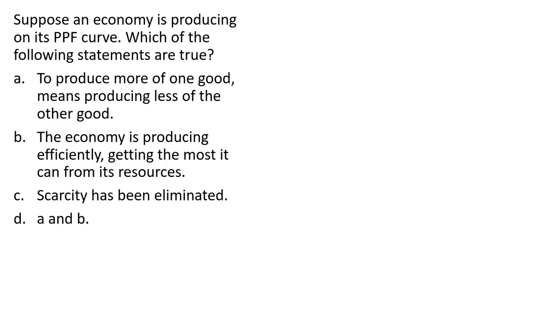Suppose an economy is producing on its PPF curve. Which of the following statements are true? To produce more of one good means producing less of the other good. That is true. The economy is producing efficiently, getting the most it can from its resources. That is also true. Scarcity has been eliminated. That is wrong. Scarcity will never be eliminated. So answer choice D is correct. A and B are the correct answers.